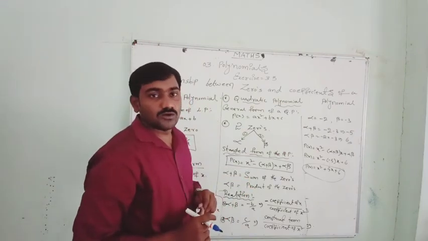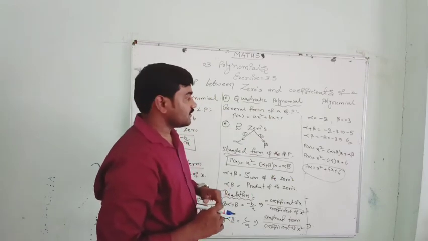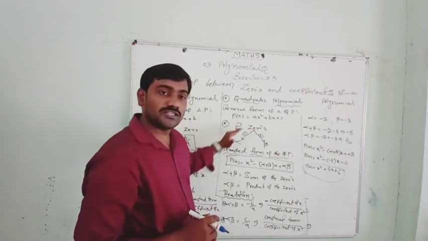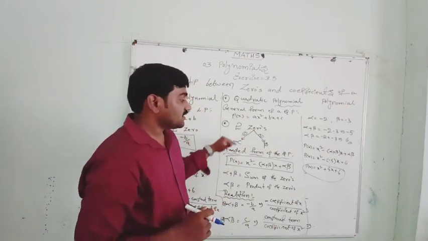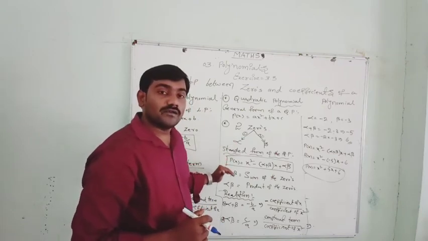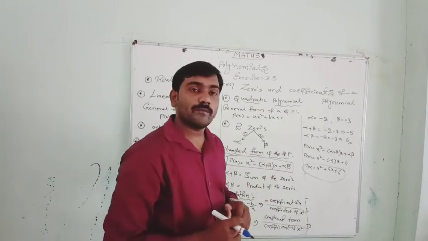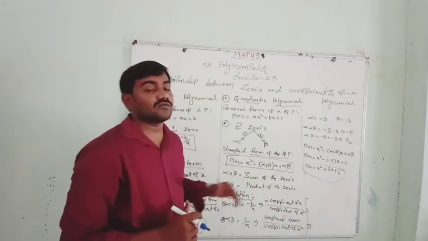This needs to be remembered. Already we have learned about the quadratic polynomial. The general form of a quadratic polynomial has two zeros. One zero we assume as alpha, the other as beta. Then the standard form of the quadratic polynomial is p of x equals x square minus (alpha plus beta) into x plus alpha beta. Here alpha plus beta is known as the sum of the zeros, and alpha beta is the product of the zeros.